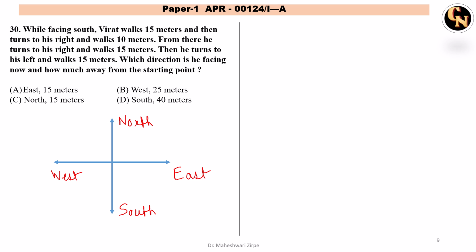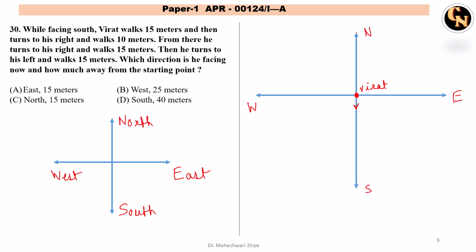Okay, now let us read the questions one by one. Virat walks 15 meters, while facing south. So a person is standing here. Let us say he is Virat and he is facing south. That means this direction. This is your south, north, east and west. So Virat is facing this direction. Now how many meters is he going? 15 meters. So this is 15 meters he is walking in the south direction.